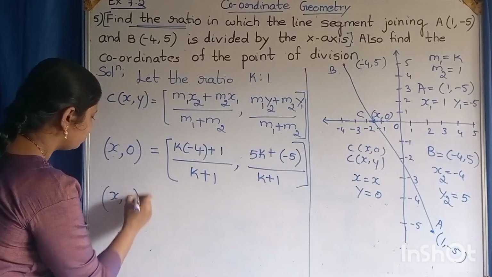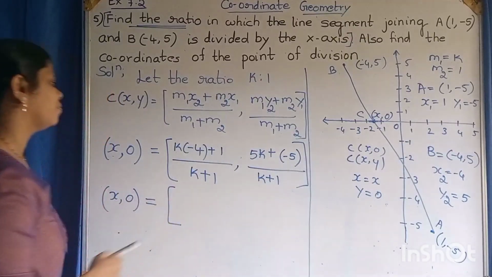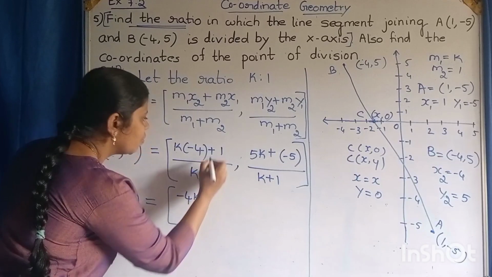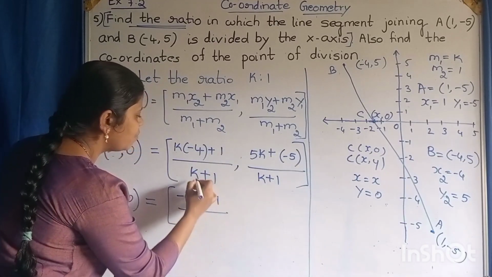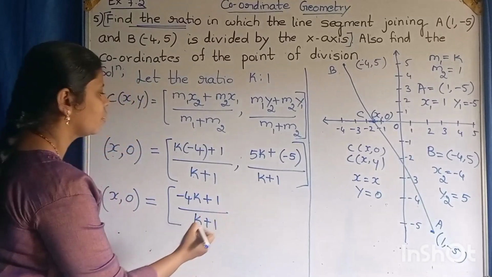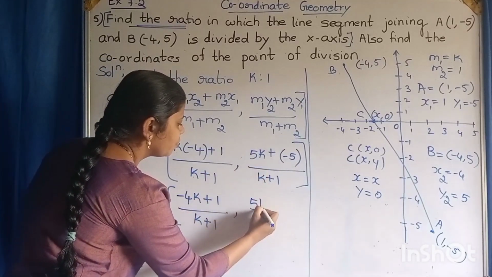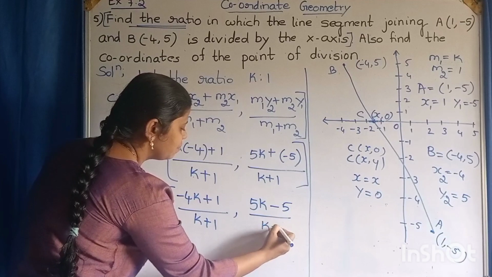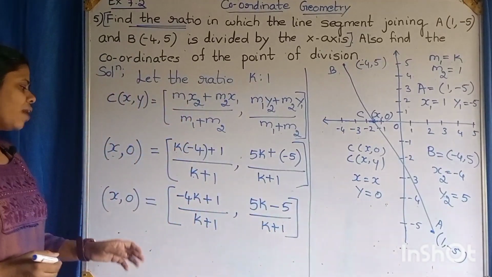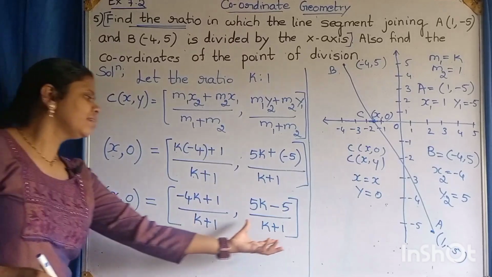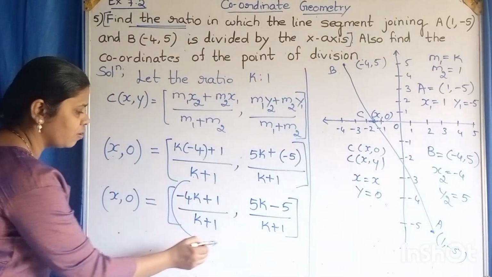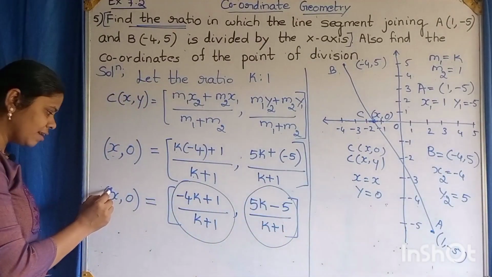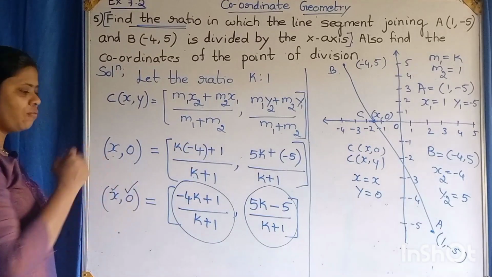So (x, 0) is equal to: k into -4 is -4k, plus 1, divided by k plus 1, comma, 5k plus 1 into -5, that is -5, divided by k plus 1. Now look at this. This whole one is our x coordinate and this one is our y coordinate, right?